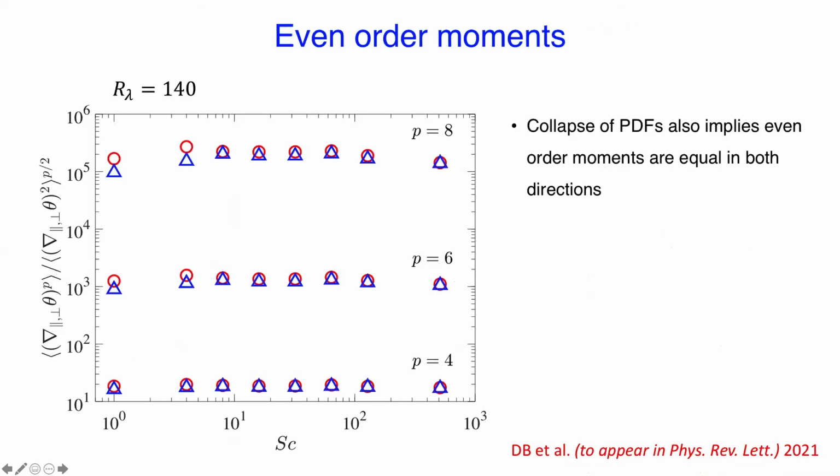So based on the collapse of the PDFs, we can also look at the higher order moments in both directions, the even moments, and we can see that they also collapse and are constant with this scaling.